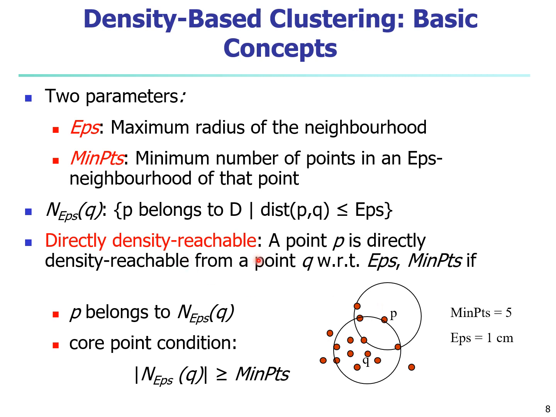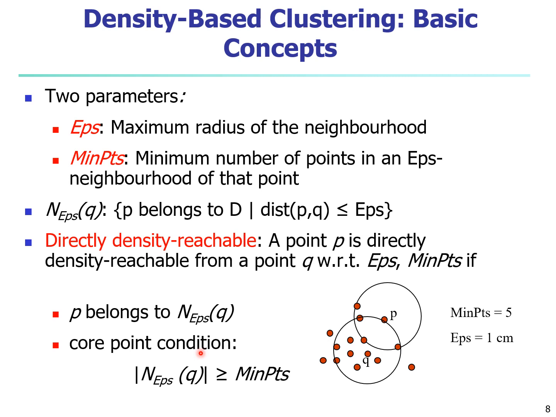Okay. Now, if we have a point P that is directly density reachable from a point Q, with regard to epsilon and the minimum points requirement, in this case we say that P is directly density reachable because P belongs to the points within the identified epsilon of Q, and a core point condition is satisfied.